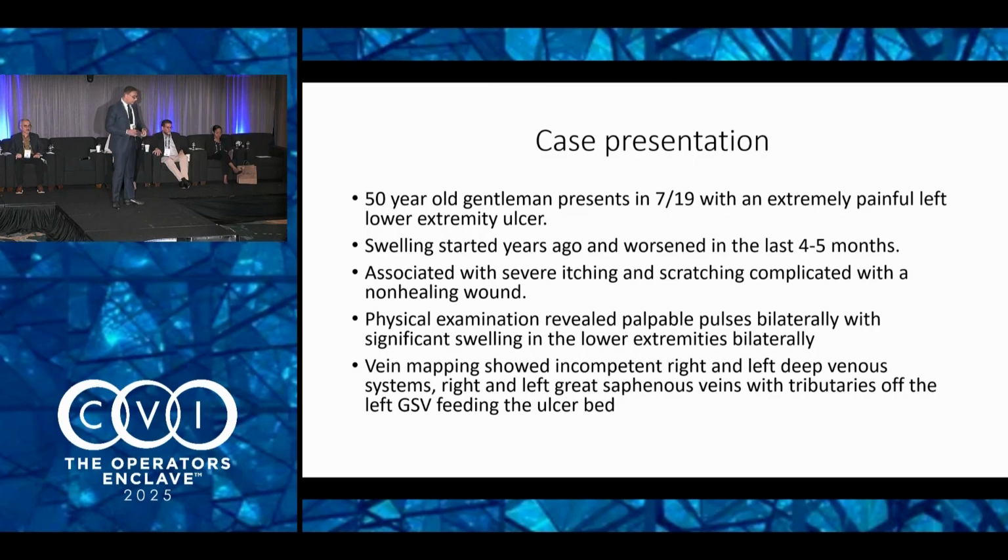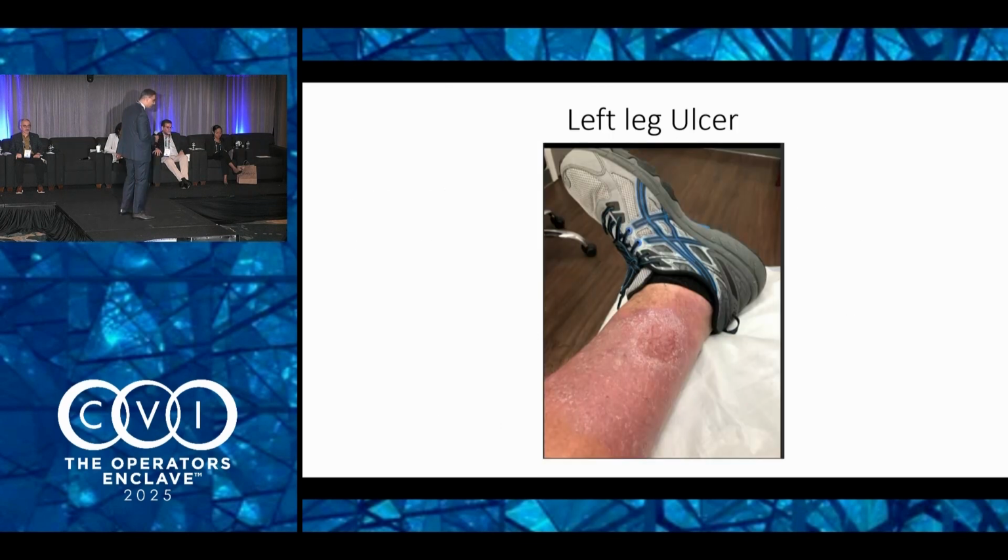Vein mapping showed incompetent right and left deep venous systems, right and left great saphenous veins, and tributaries of the left great saphenous feeding the ulcer. This is 2 or 3 weeks after wound care was taking care of him, and you can see that little ulcer over the ankle with a lot of swelling and a little bit of hemosiderosis.